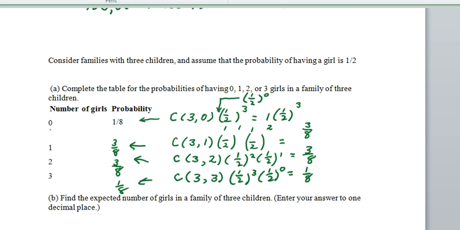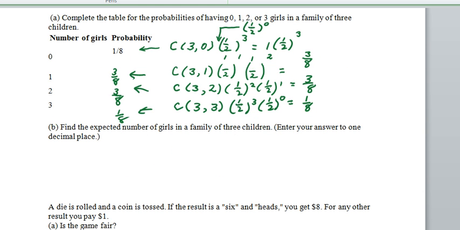So then we're supposed to find the expected number of girls in a family of 3. And so we would have no girls with a probability of 1/8. We'd have 1 girl with a probability of 3/8. We'd have 2 girls with a probability of 3/8. And 3 girls with a probability of 1/8.